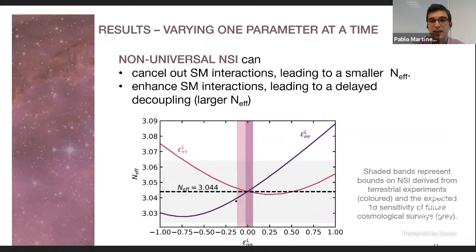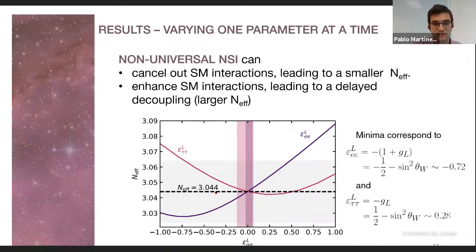The color bands represent 90% confidence level bounds derived from terrestrial experiments. And the shaded gray area is the projected sensitivity for the CMB-S4 project. So let's have a look at what it looks like. You can see, for instance, there's a minimum in N_eff here and here, which actually corresponds to the value of the NSI coefficient that cancels out the contribution from the standard model to the cross sections. So this is exactly what we expected.